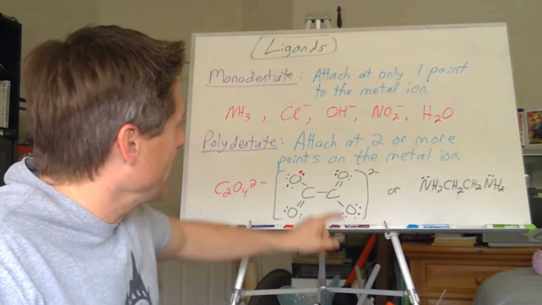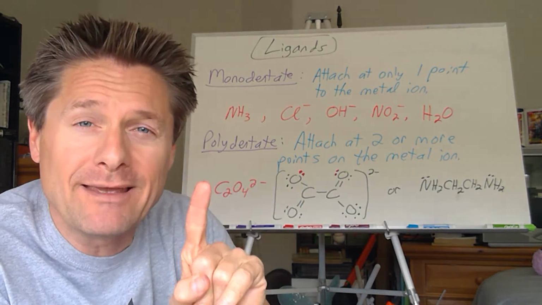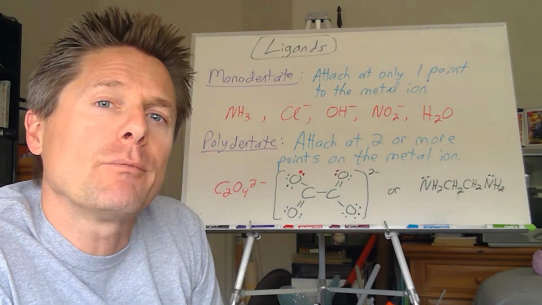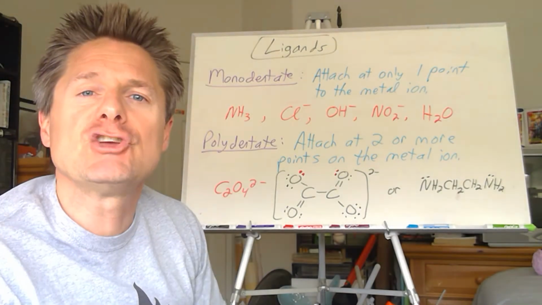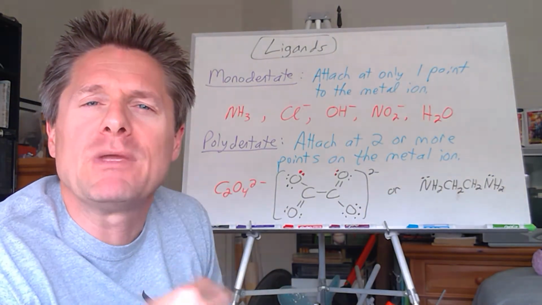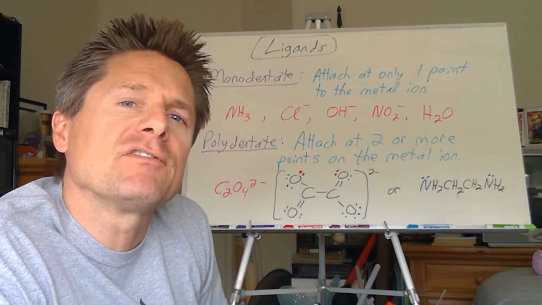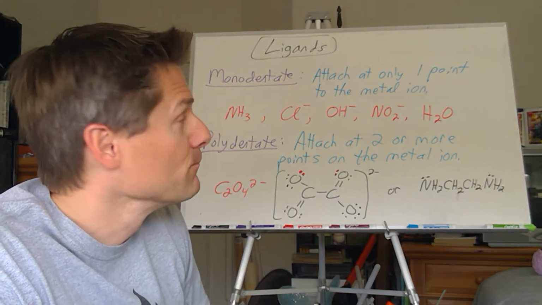That's a bidentate. Just that one ligand sucks up two coordination sites, so that would have a coordination number of 2. If something had two oxalate ions attached to it, that'd be 2 times 2, or 4. That would count as a coordination number of 4. Tricky.